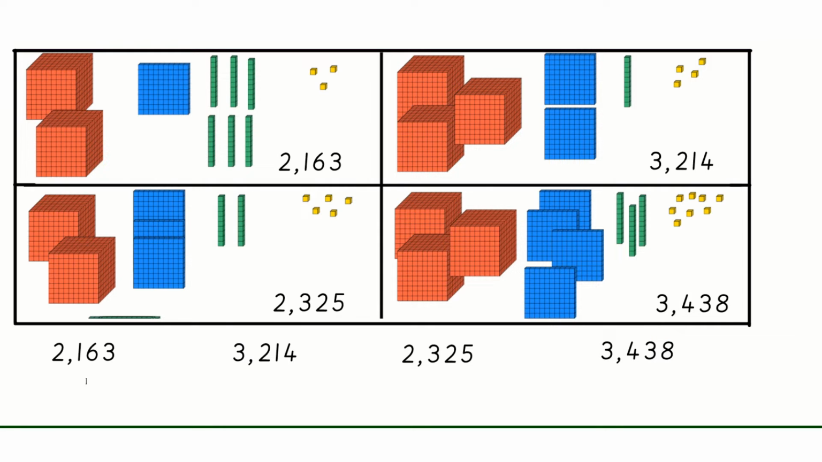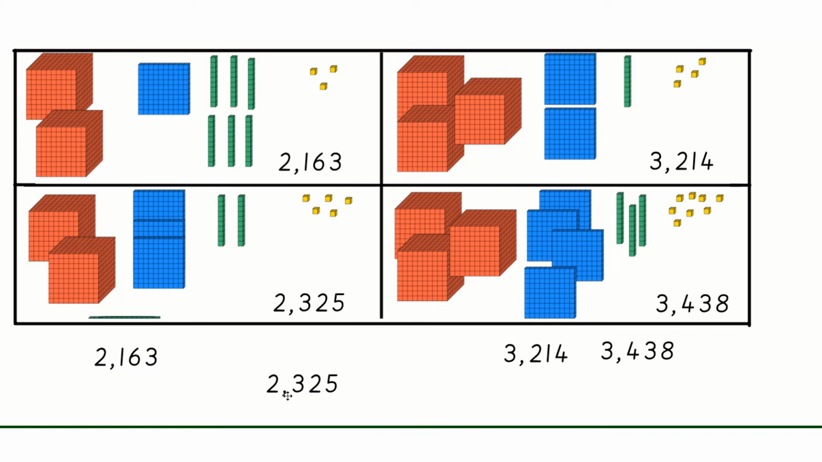So now I've made those 4 numbers and worked out what they are, I'm going to try and order them from the smallest to the largest in ascending order. So I need to begin by looking at the thousands. Well, this number here has 2 thousands, this number has 3 thousands, this number has 2 thousands as well, and this number has 3 thousands. So the 2 numbers that have the smallest amount of thousands are this one and this one because they both have 2,000. So I've got 2,163 to choose from, and I've got 2,325 to choose from.